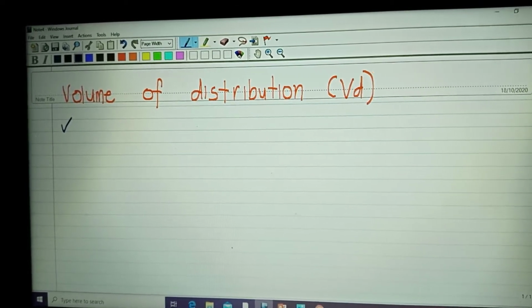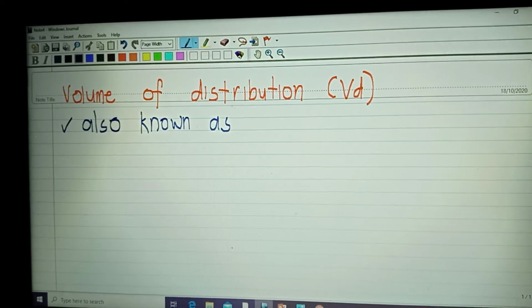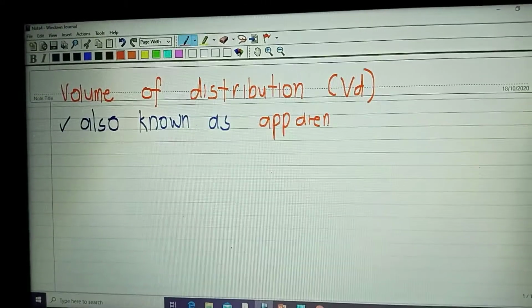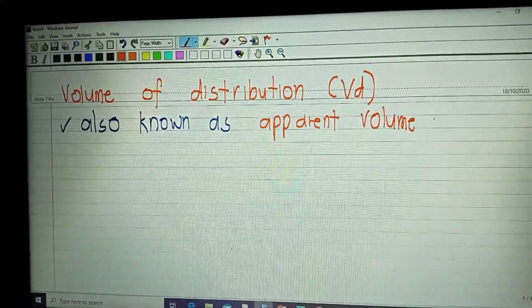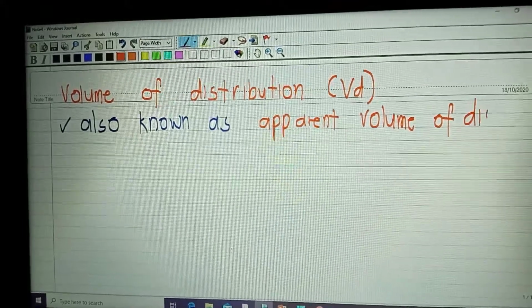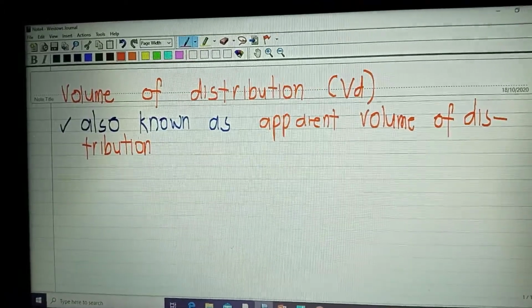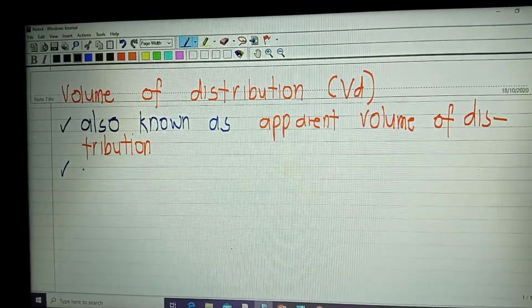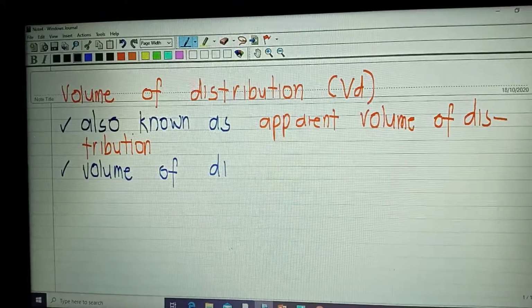Volume of distribution is also known as apparent volume, or apparent volume of distribution. Literally, your volume of distribution is known as the volume of dilution.